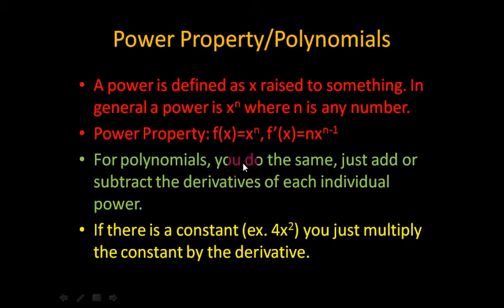And then for polynomials, you do the same thing, except you would just add or subtract the derivatives of each of the individual powers, which you'll see better on the next screen. But if there's a constant, for example 4 times x squared, you just multiply the constant by the derivative. So you'll see that on the next page as well.